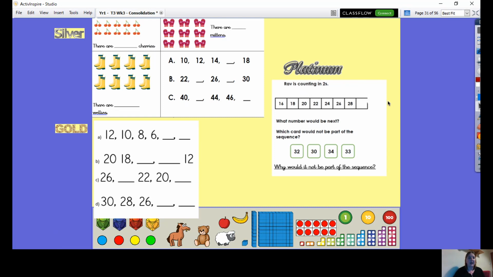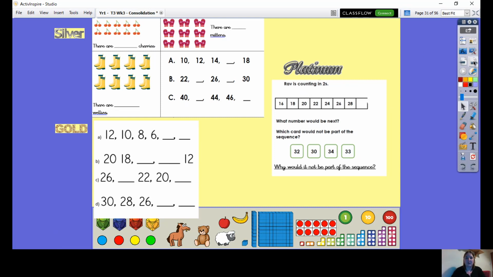Okay, so have a go at that. You might find it easy. You might want to start off by doing some counting out in twos. That might help you, first of all, to then work out the answers. Okay, good luck with that, everybody.